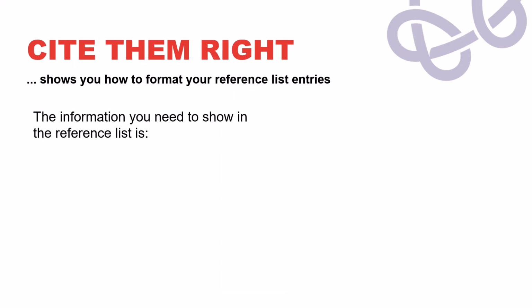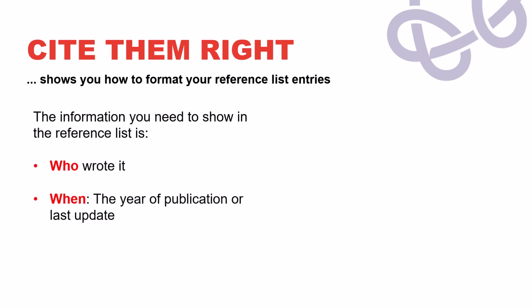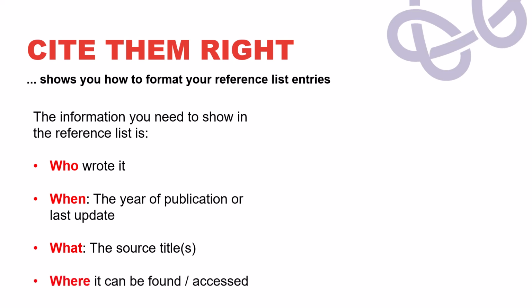Let's think a little bit more about Cite Them Right. It's a really good way to find out how to format your reference list entries. The information you need to show in your reference list broadly: who wrote it, when it was published or last updated, what it's called, and there might be more than one title for certain source types, and where it can be found or accessed or where it's been published.